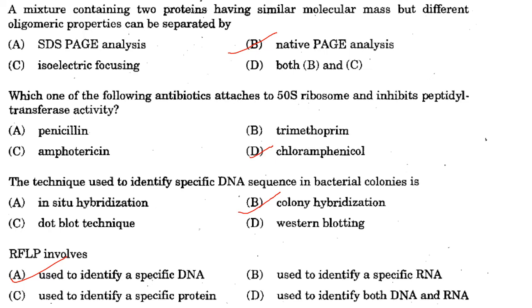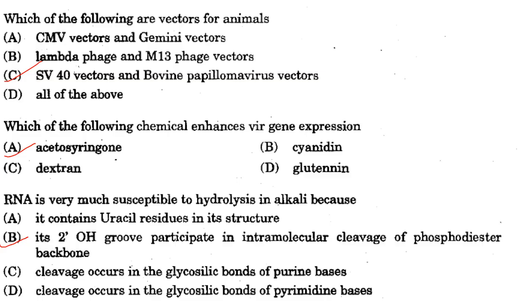Then next one, RFLP involves. RFLP is used to identify a specific DNA. So answer is option A, restriction fragment length polymorphism, that result from variation in DNA sequence recognized by restriction enzymes. So it is used to identify specific DNA. Then which of the following are vectors for animals? The answer is option C, SV40 vectors and bovine papilloma virus vectors.